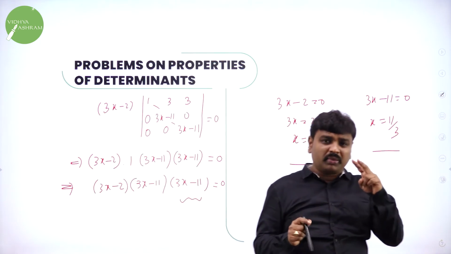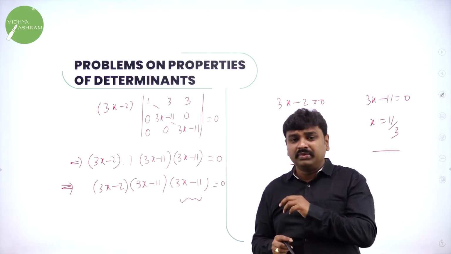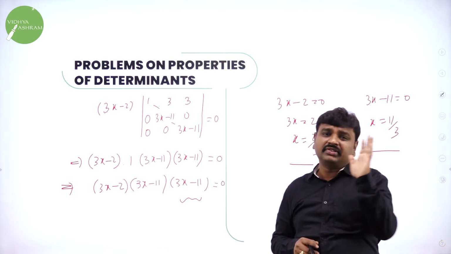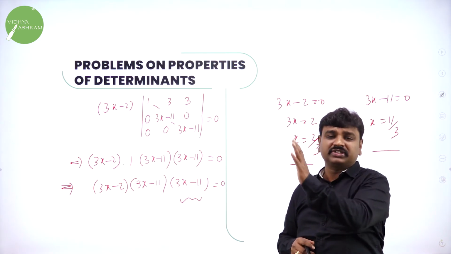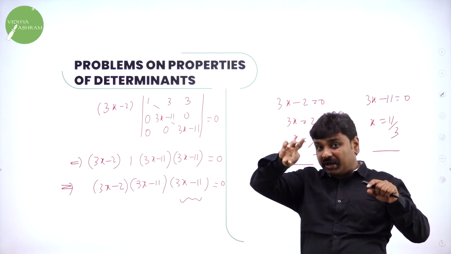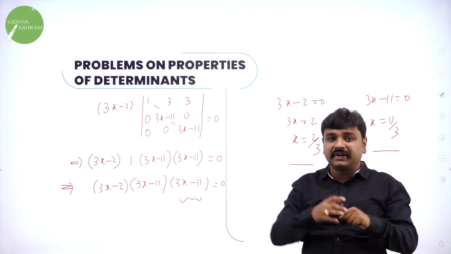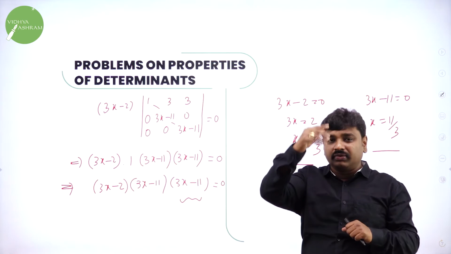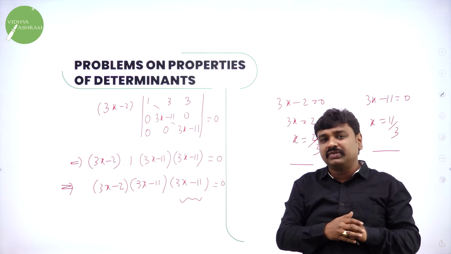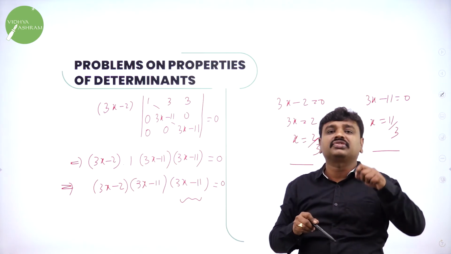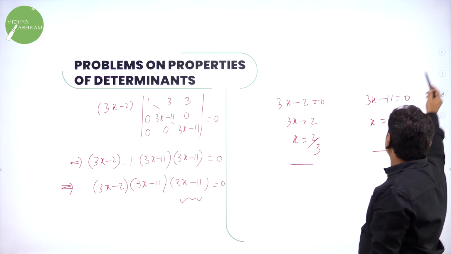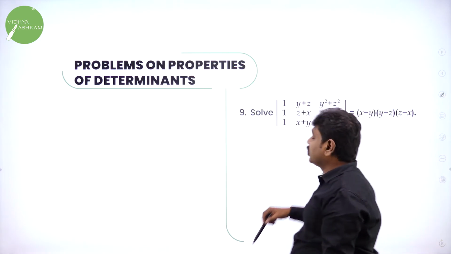So 2 problems I have done, now this is the third problem. In the second and third problems we did common operations, C1 dash is C1 plus C2 plus C3, because when you observe, in a row the elements are jumbled. If you add, you will get the same element and take it common. Then you get 1 1 1, and C2 dash is C2 minus C1, C3 dash is C3 minus C1, which makes your process faster. Then the same technique you can use here.